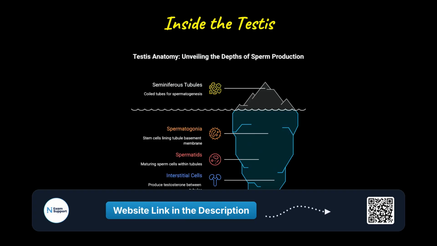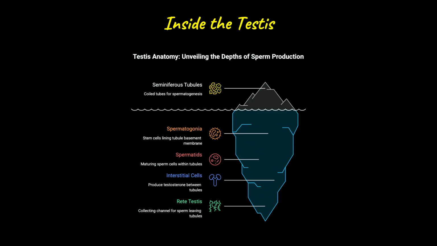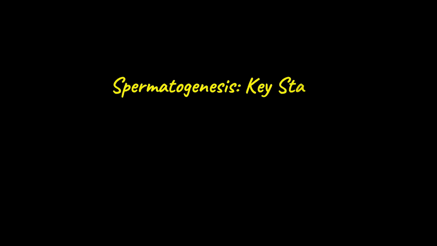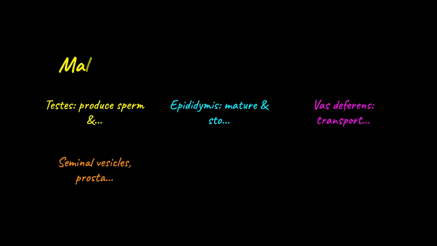Inside each testis, seminiferous tubules are tightly coiled structures where spermatogenesis unfolds. Spermatogonia line the tubule walls and divide to produce spermatocytes that undergo meiosis, eventually becoming haploid spermatids. Between the tubules, the interstitial cells of Leydig produce testosterone in response to luteinizing hormone. Spermatogenesis proceeds in stages. Meiosis reduces the chromosome number to produce haploid spermatids. Then spermiogenesis reshapes those spermatids, growing flagella and streamlining their form into fully mature spermatozoa.